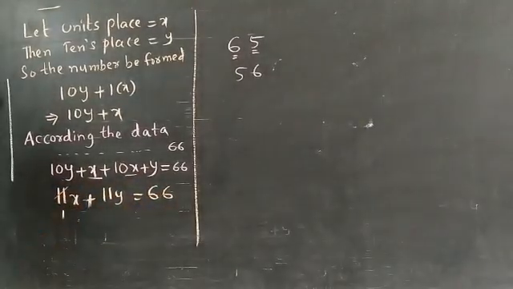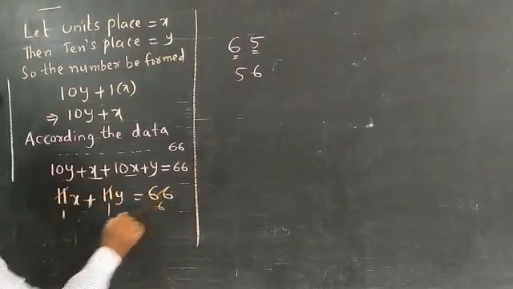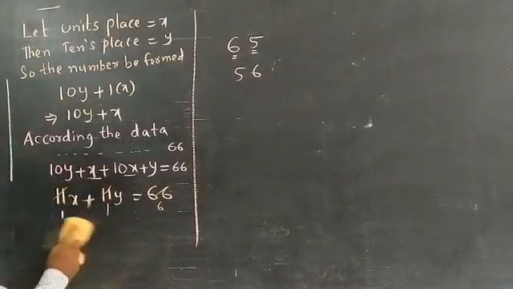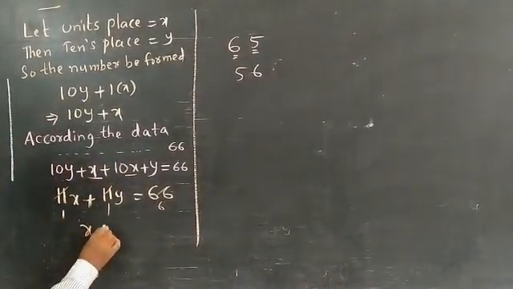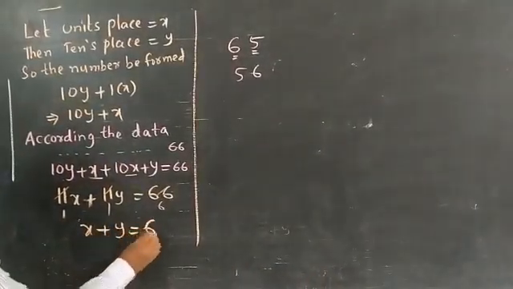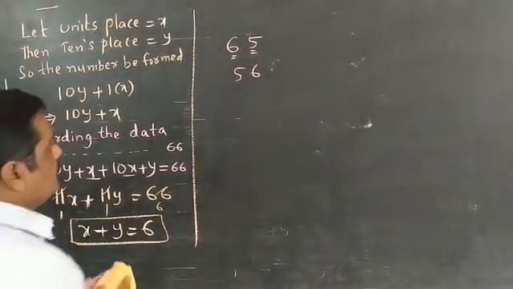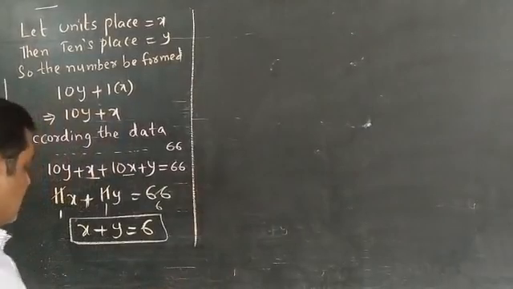Then cancel by the 11 table, we get 1x plus 1y is equal to 6. This is equation 1. Is it clear? Understand? Right.